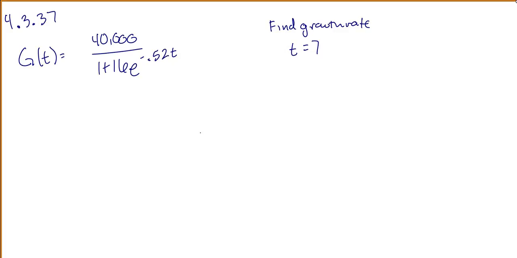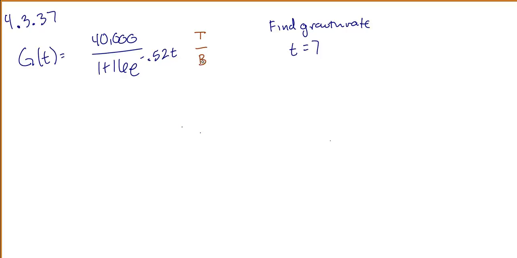This is problem 4.3.37. We have a growth function for an aquatic species, and we want to find the growth rate at t equals 7. Because we want the growth rate, we're automatically going to think we want to find the derivative. Looking at this function, I'm going to think about using the quotient rule. Technically you could rewrite it, but I'm just going to use the quotient rule here, because I think that's what you guys would do instinctively.